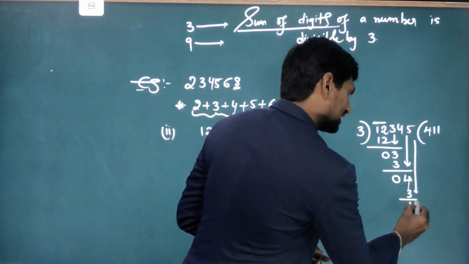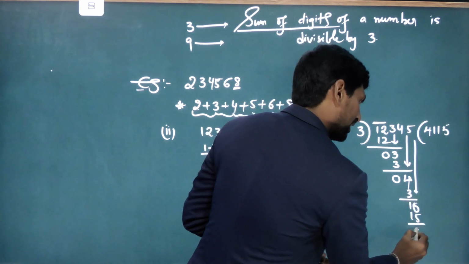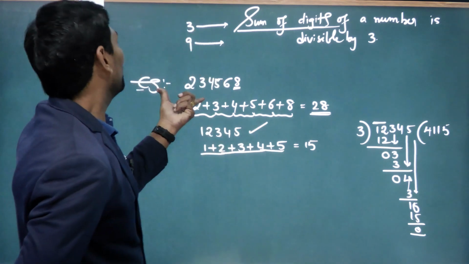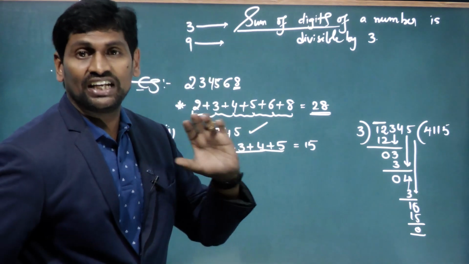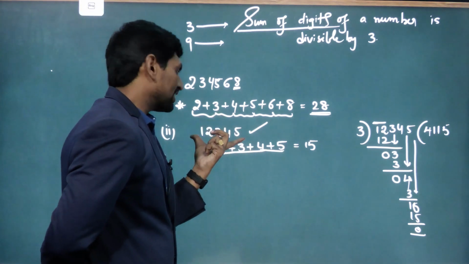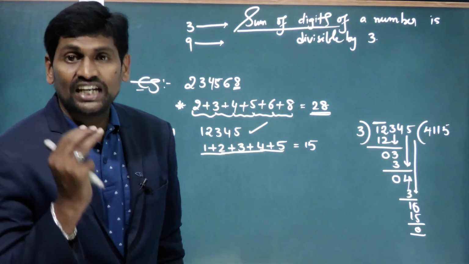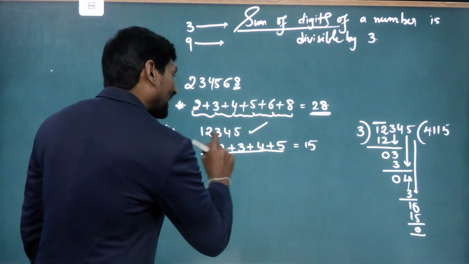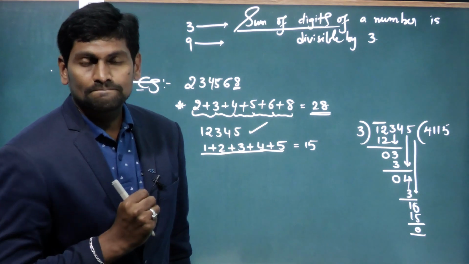And the last digit is 5. 3 fives are 15. Remainder is 0. That means 3 divides the given composite number exactly without leaving any remainder. That means we can decide the composite number 12,345 is divisible by the 3 table. Without the actual division also, we can identify it by the divisibility rule of 3.